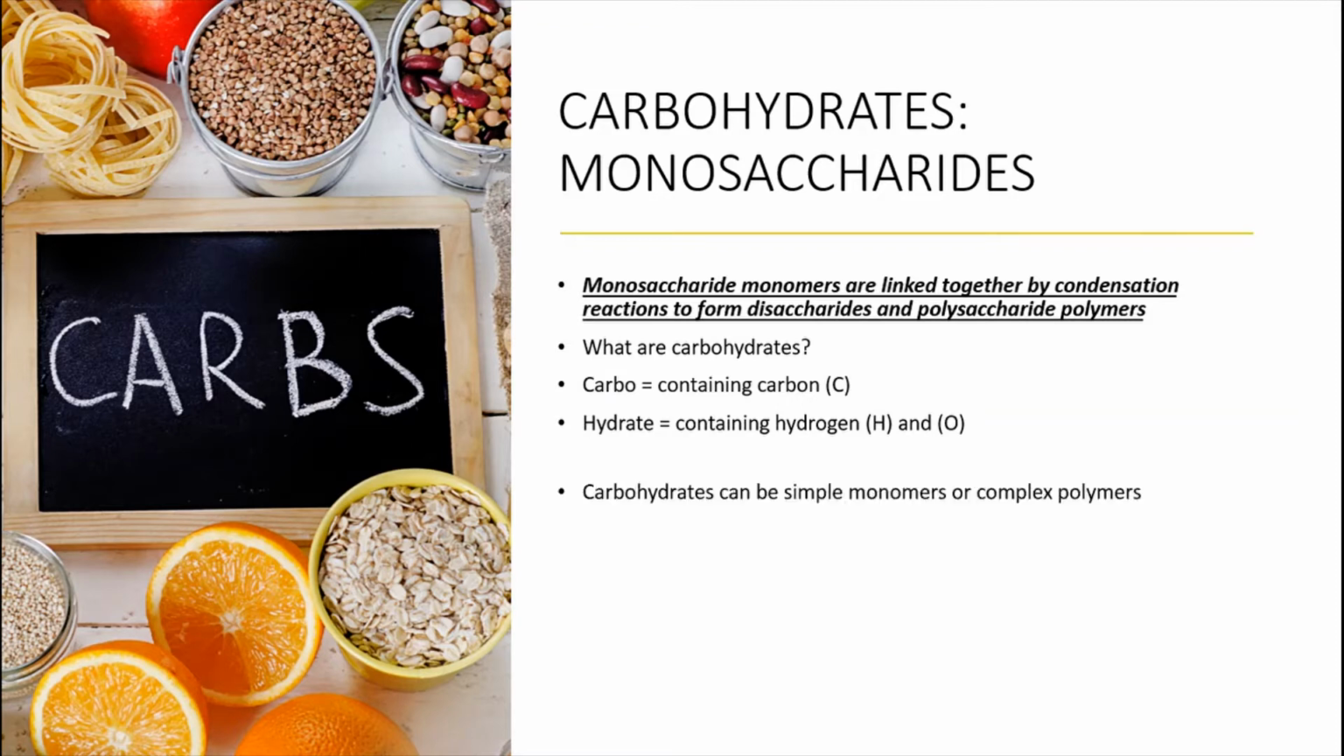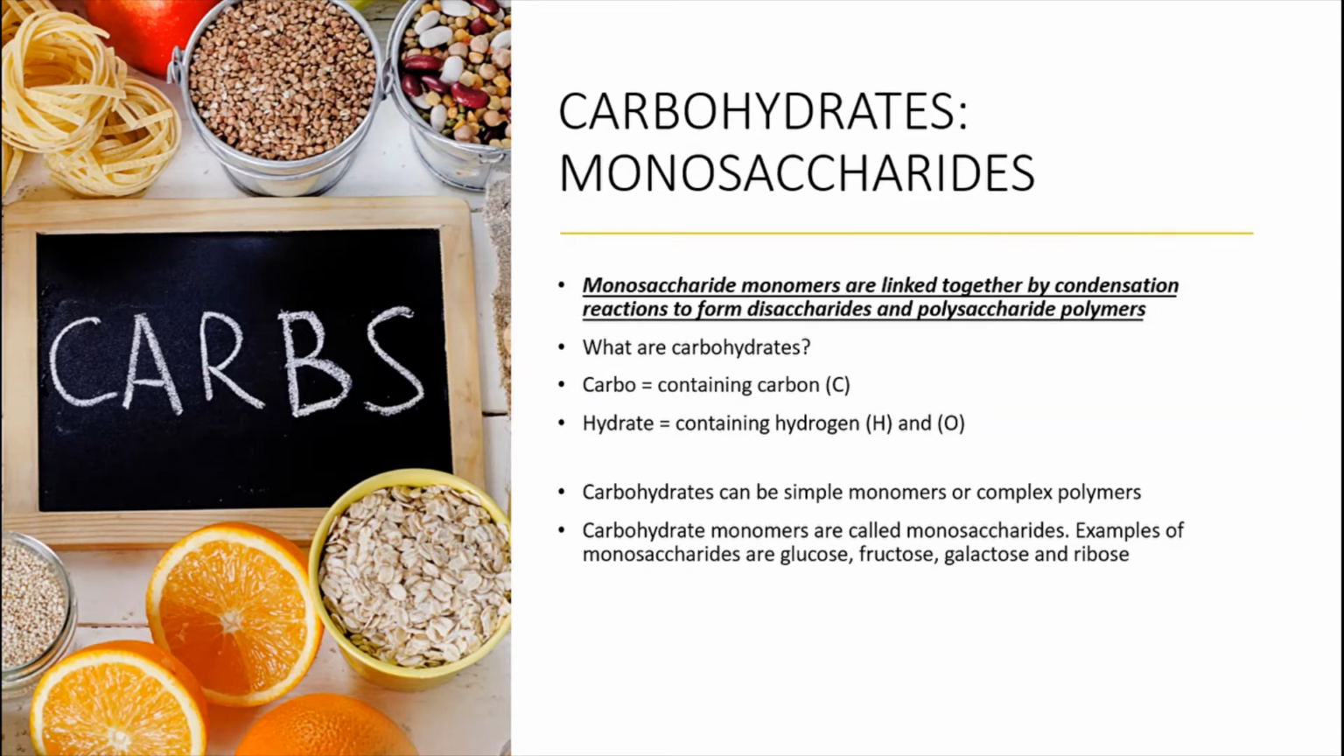Now, carbohydrates can either be simple or complex. We can have simple monomers or complex polymers. Our monomers are our simple building blocks, whereas our polymers are our complex structures. So we combine monomers together to make our complex polymers. When we refer to the beads on a string analogy, our beads would be like monomers, whereas our necklace would be the polymers, because we put those beads together to form the necklace. Same way we put monomers together to form polymers.